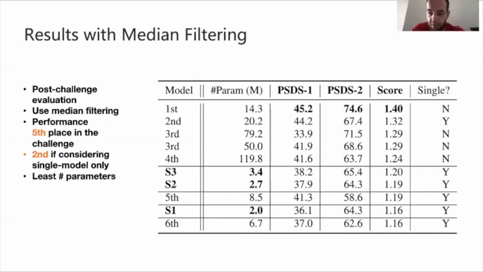We are by far the smallest competitor in the entire challenge. As you can see, our smallest model has 2 million parameters. It's also overall the second best model when we consider only single models. For both PSDS 1 and 2, we submitted a single model, whereas the 1st, 3rd, and 4th places submitted two separate models, each optimized for one of the two scores.